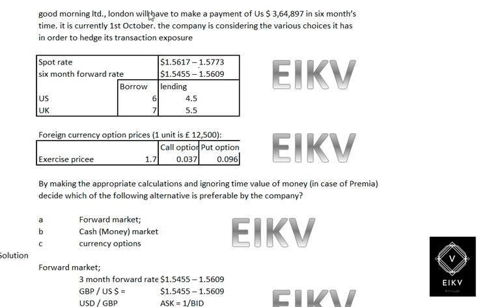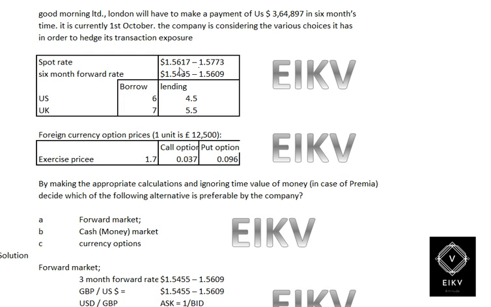So in this illustration, Good Morning Limited, London will have to make a payment in dollars of 3,64,897 in 6 months time. It is currently 1st October. The company is considering the various choices it has in order to hedge its transaction exposure.